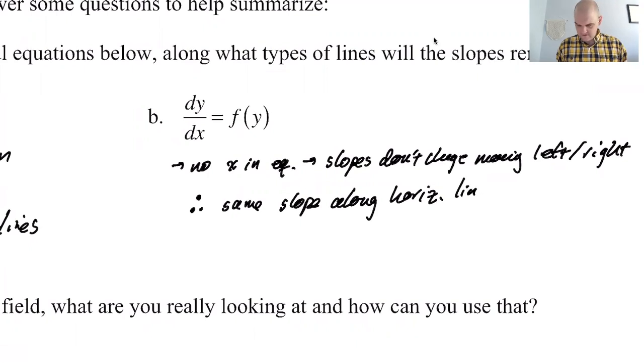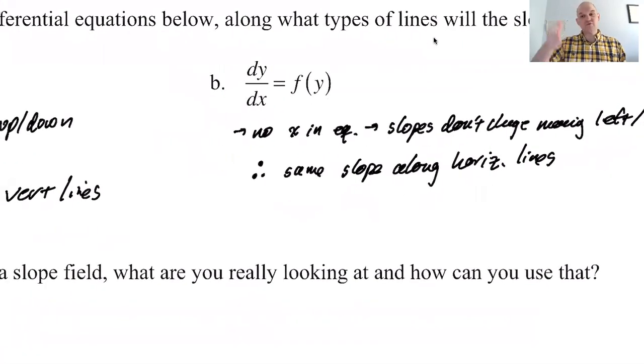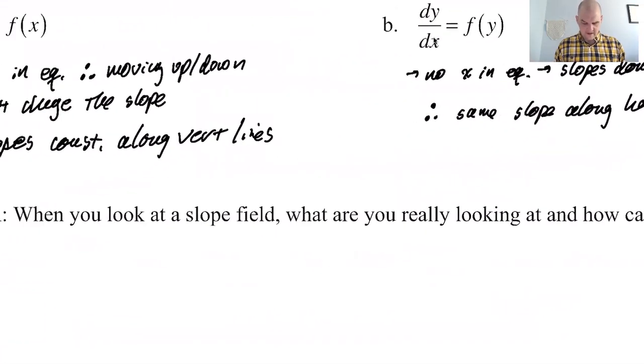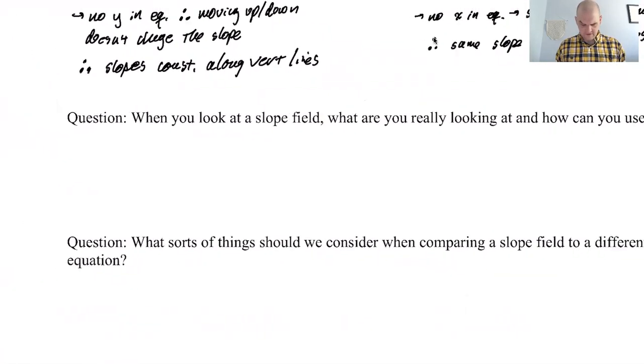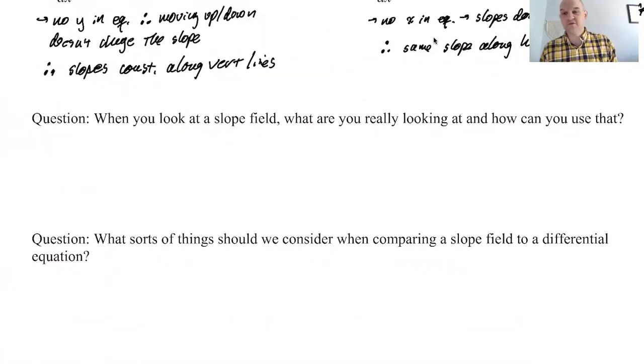So if the x value isn't impacting it, you move left, you move right, doesn't make a difference, you get the same slope. So if dy/dx is a function of just y, then along horizontal lines, you will get the same slope. Along vertical lines, you would expect the slope to change because the y value is determining the slope in some way or shape or form. All right, so I think I navigated that without confusing left and right, and up and down, and horizontal and vertical, hopefully. All right, when you look at a slope field, what are you really looking at?